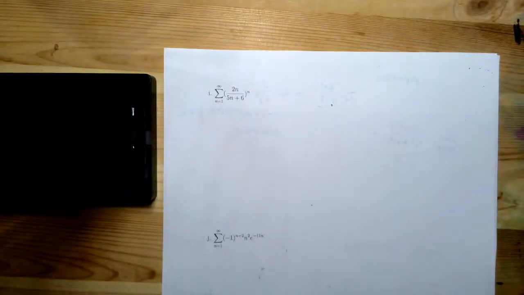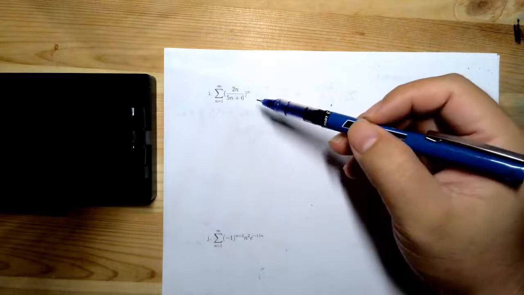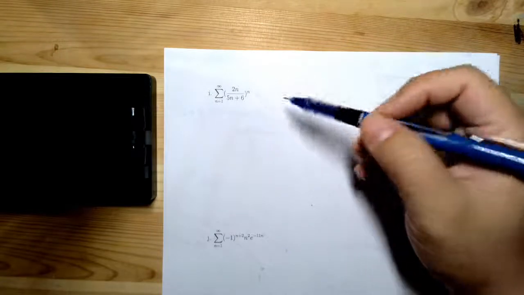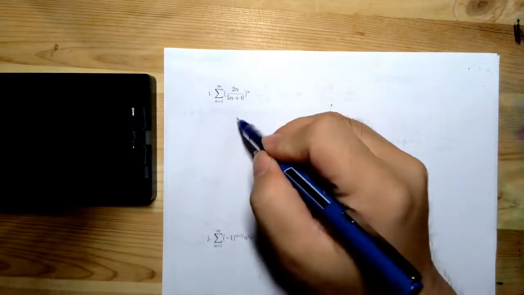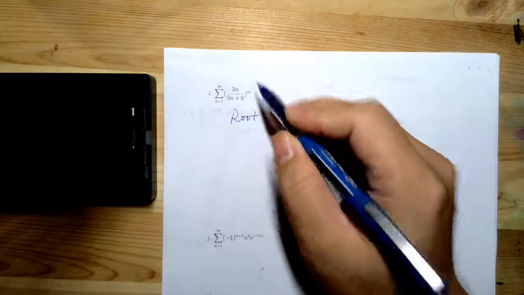Alright, so let's continue to look at a couple of the series. For this one, (2n/(5n+6))^n. And this format is actually perfect for the root test.